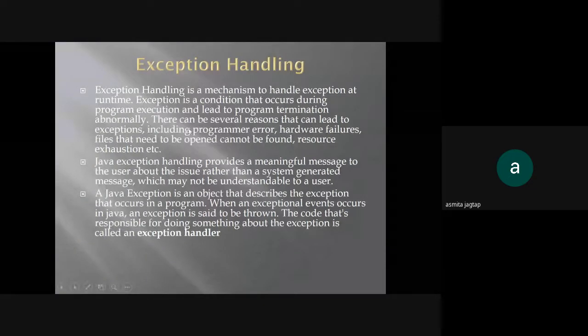A Java exception is an object that describes the exception. This is the object, and we can throw the object. The object contains those exception messages. When an exception event occurs in Java, the exception is said to be thrown. The code that is responsible for doing something about the exception is called the exception handler. Whatever is throwing that exception is handled by the exception handler.